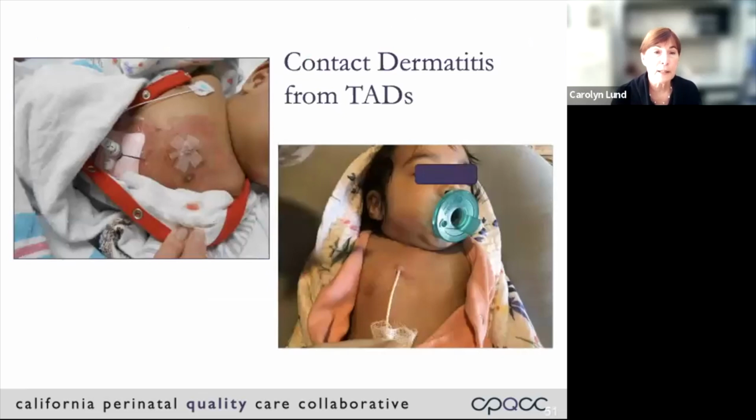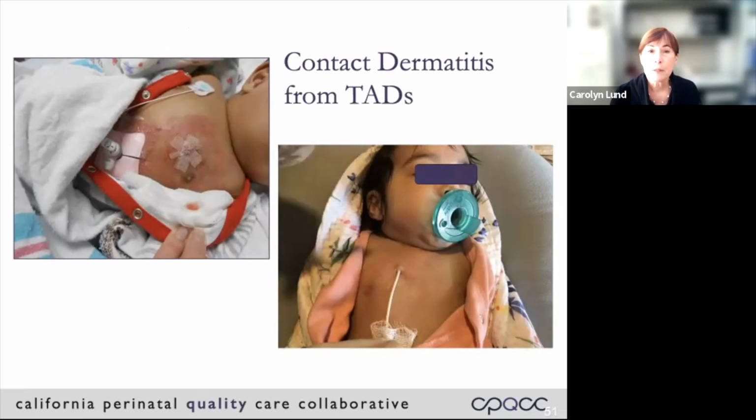Next slide, please. I wanted to show you what the contact dermatitis looks like. And classically, these are babies that are in the hospital for a really long time. We see contact dermatitis on the face as well as on the chest with a Broviac. But over time, the babies become sensitized, and I think it's because of the breaks in their skin. And then they develop these contact reactions.